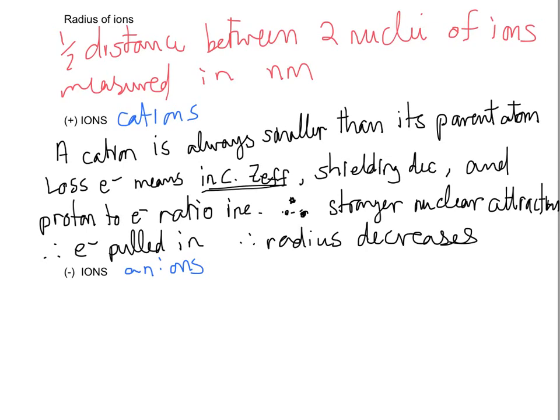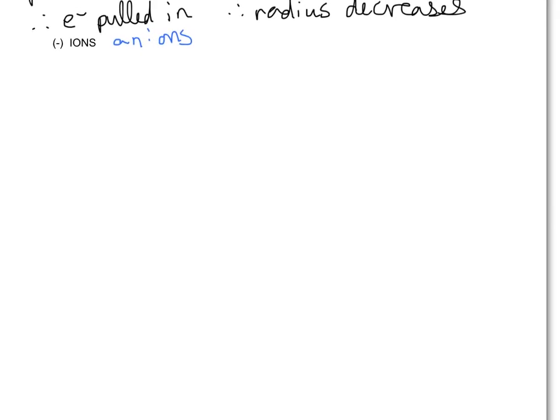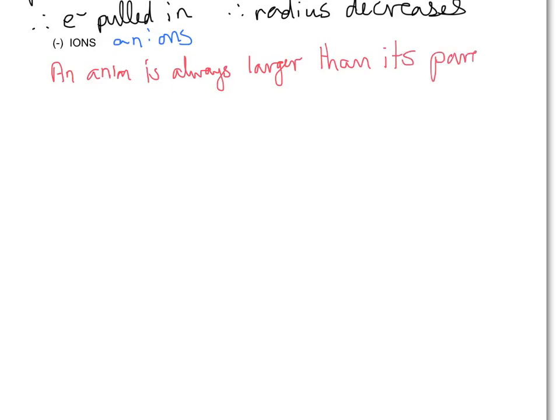All right, now let's look at anions. With anions, you're gaining electrons to become an anion. And so an anion is always larger than its parent neutral atom. Okay, let's look at why.